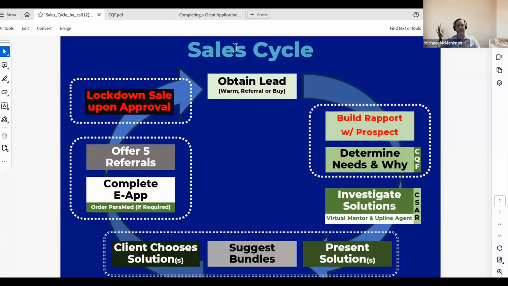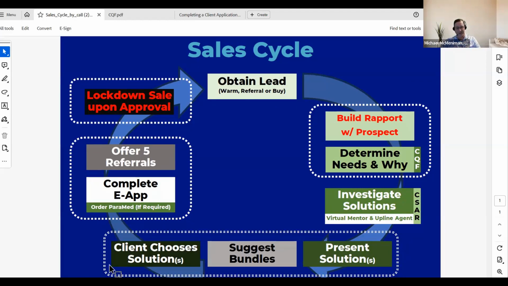Okay, so let me jump out of this and let's take a look again at those 11 steps. We obtain the lead. We have a conversation with the prospect, determining their whys, filling out the CQF. We do our research with our underwriting spreadsheet. We then present the solutions. I forgot to mention, we suggest bundles of products, adding on things like a critical illness rider to their life insurance policy or a guaranteed advantage Mutual of Omaha accident only policy as a rider, because that way when they have multiple policies, they're more likely to keep them.